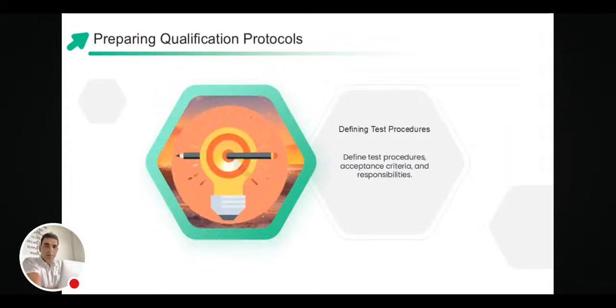Once the equipment has been identified for qualification, the next step is to define the test procedures, set clear acceptance criteria, and assign responsibilities. This structured approach ensures that all team members understand their roles, the specific tests to be performed, and the exact standards the equipment must meet to successfully pass the qualification process. It promotes accountability, consistency, and a smooth execution of each qualification phase.